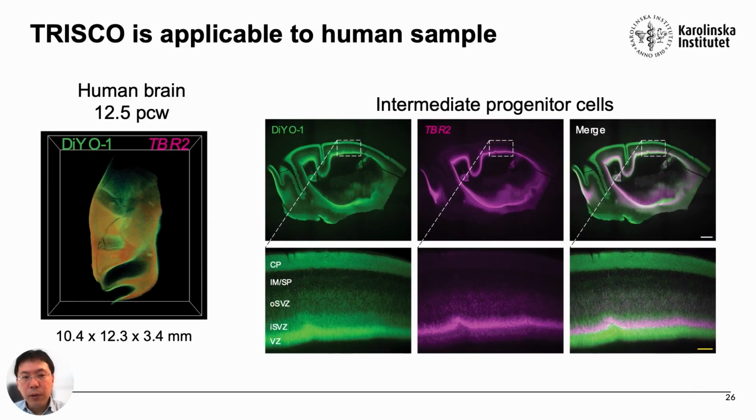We tested TRISCO in human brain as well. We stained the nucleus with DAPI and TBR2 mRNA, a marker of intermediate progenitor cells, in a human brain at 12.5 post-conceptional weeks. As you can see here, TBR2, shown in magenta, is mainly expressed in the inner subventricular zone.